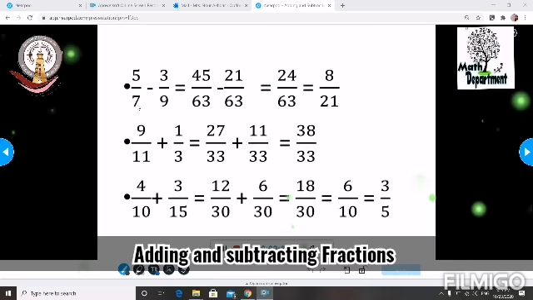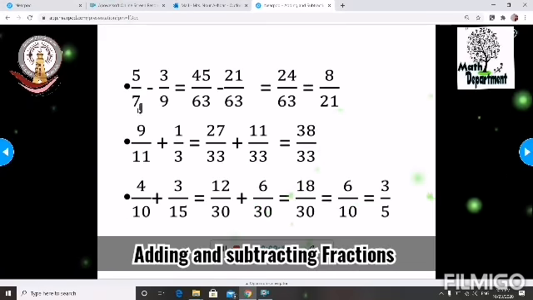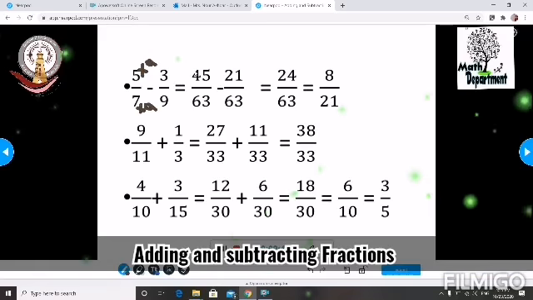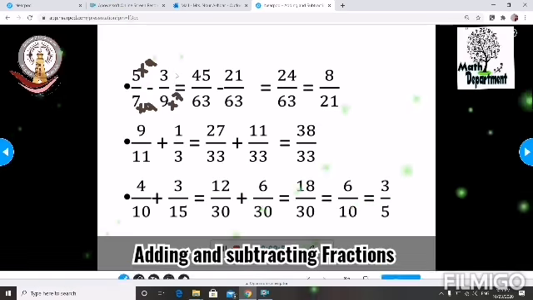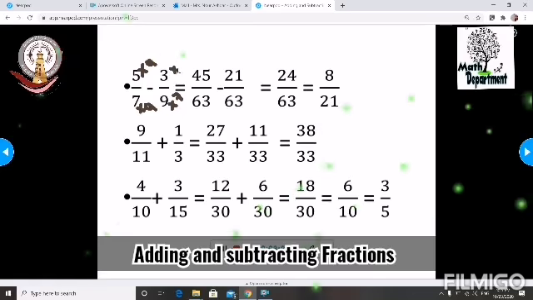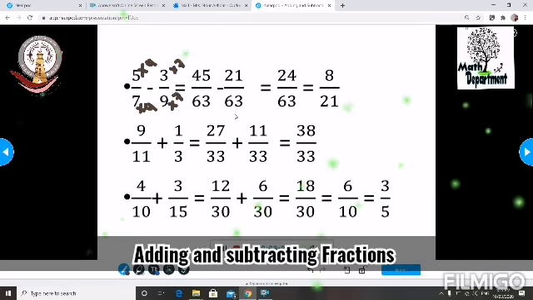Okay, I look, what did I do with the 7 to make it 63? I just multiplied it by 9. So I multiply up also by 9. It will be 45 over 63. Okay, and I look here, what did I do with the 9 to make it 63? I just multiplied it by 7. So that's why I have to multiply up by 7. So I got 21 over 63.